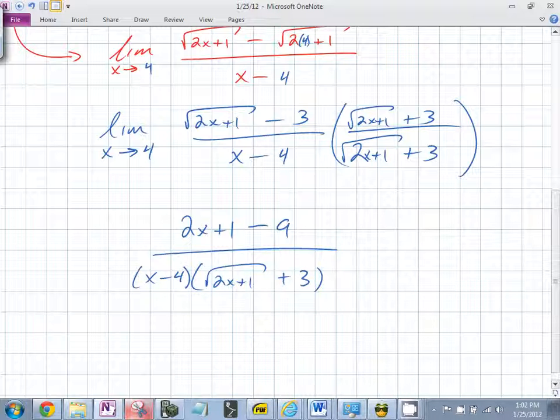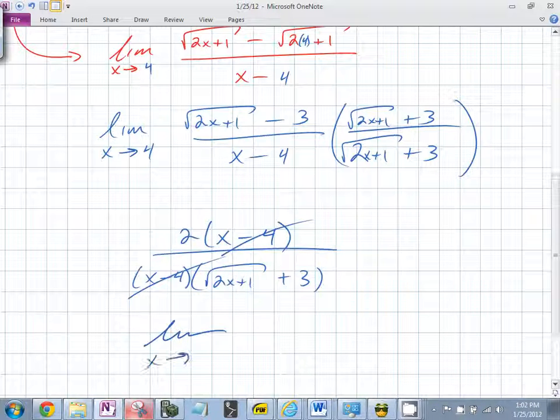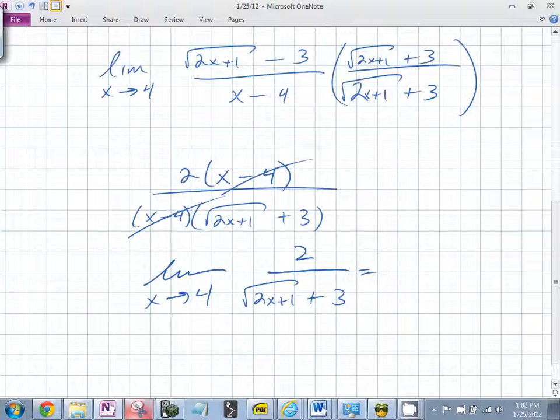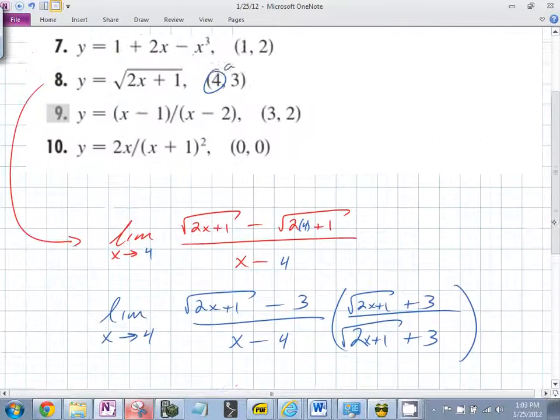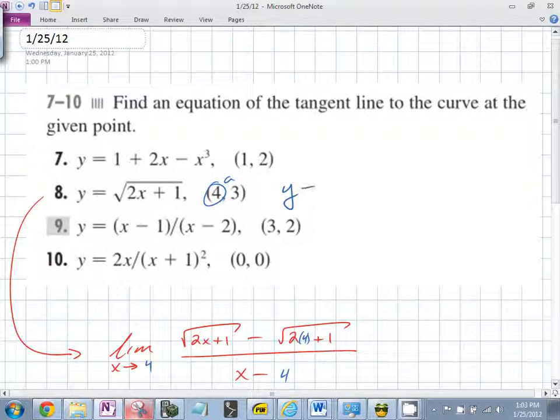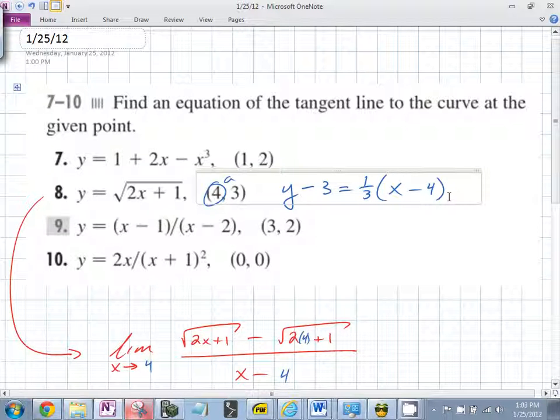What does this become? Well, that goes away and you're left with 2 times x minus 4. It cancels, so you're left with the limit as x goes to 4 of 2 over square root of 2x plus 1 plus 3. Can you plug it in? Yes. So you end up with 3 plus 3, so you end up with 1/3. Is that what the question's asking? Just the slope of the tangent line? Oh, find the equation. So it's just going to be y minus 3 equals 1/3 times x minus 4. Done. That's it. Nothing else.